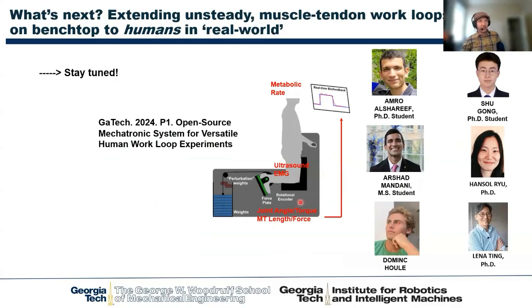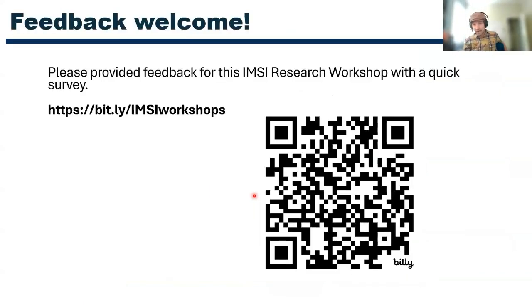We'll show you some ideas we have about how to bring these work loop preps into humans, where we can measure all the stuff I just talked about using ultrasound, EMG, and a highly instrumented pedal dynamometer. And then we know that humans are closed loop, right? They have sensory feedback and feed forward going on at the same time.